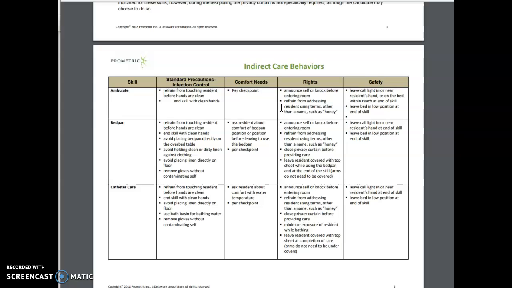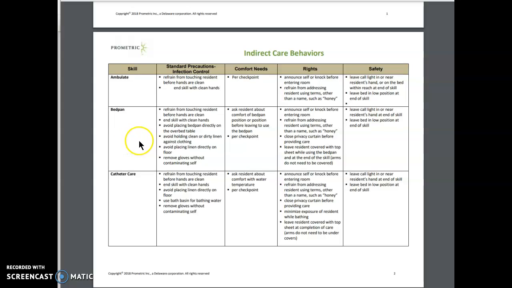This is so important. The call light on every single skill. You'll see here, call light, call light, call light, knock, knock, knock. A lot of these are exactly the same for all of your skills, and you want to make sure that you're always including these. If you fail to do any of these, then you will fail the skill.